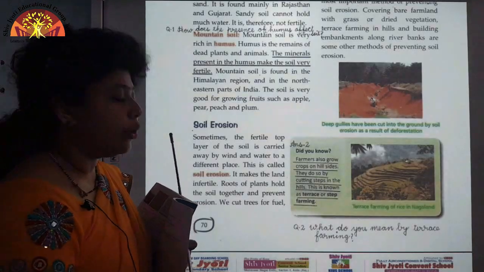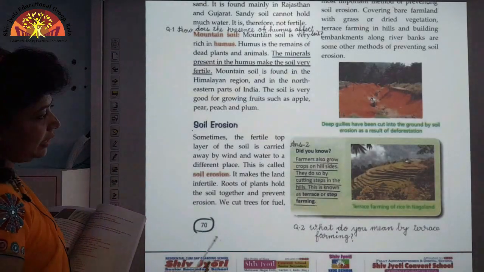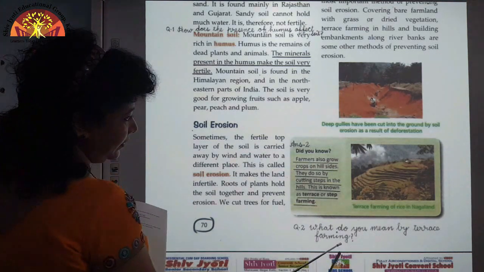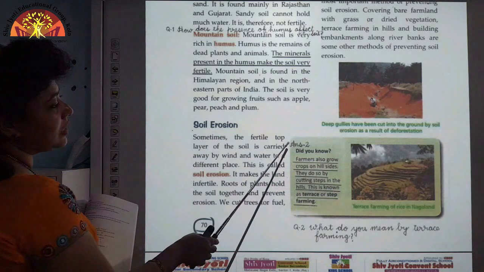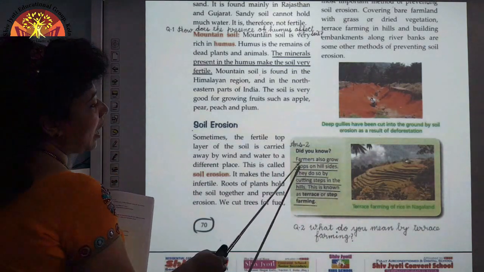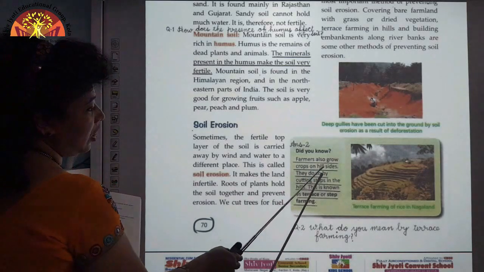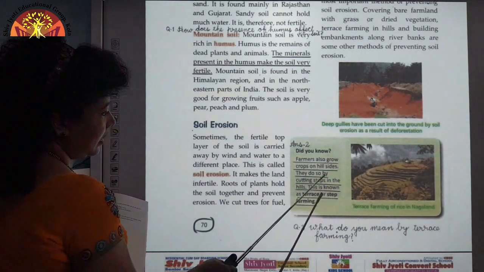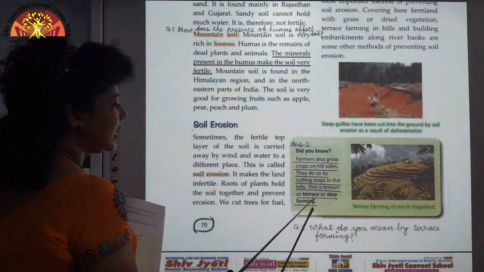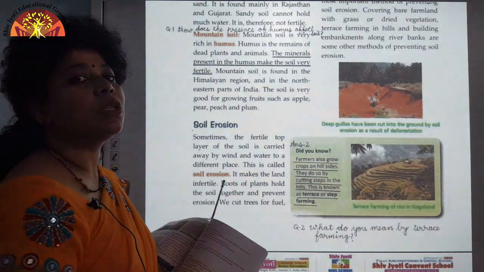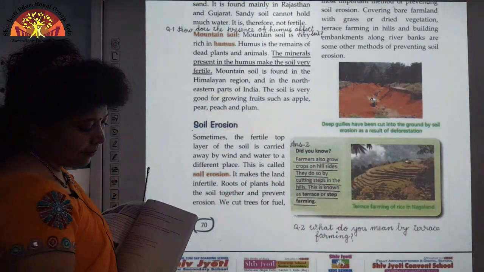For that, I want you to come to page 70, write question 2 here. What do you mean by terrace farming? And the answer is in the did you know box. What is the answer? Farmers also grow crops on hillsides. They do so by cutting steps in the hills. This is known as terrace or step farming. So, terrace farming is also called step farming.